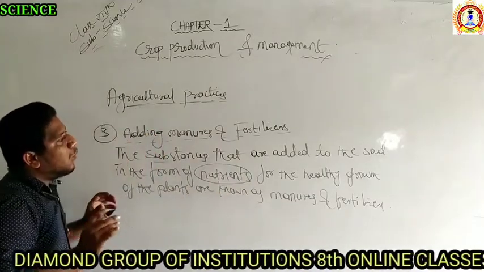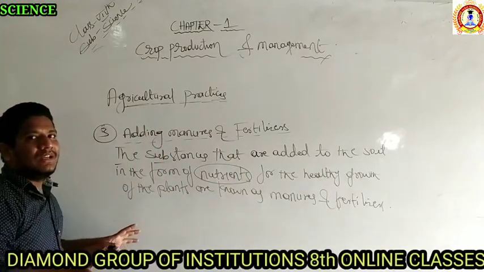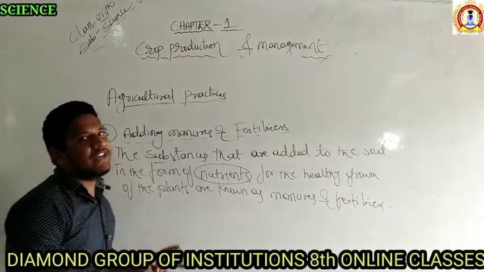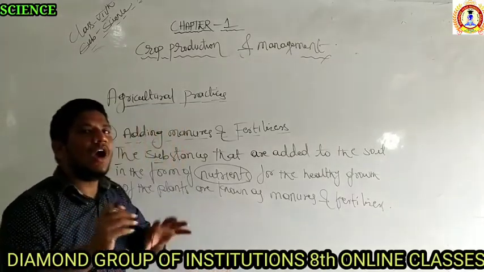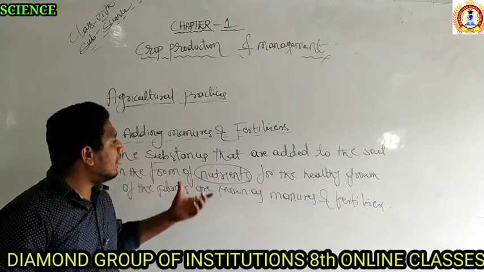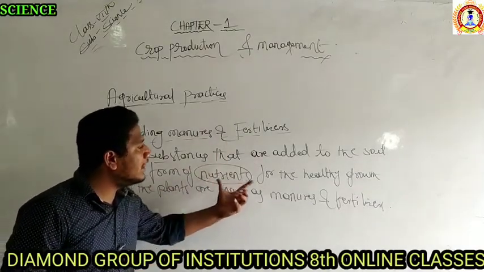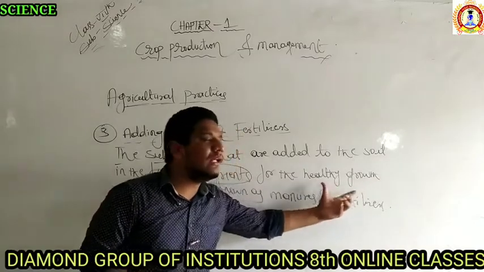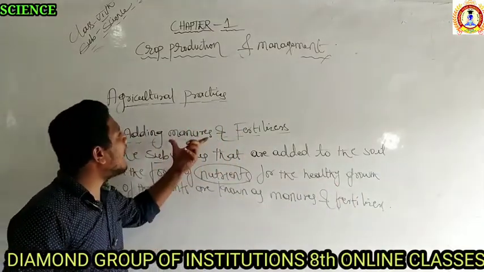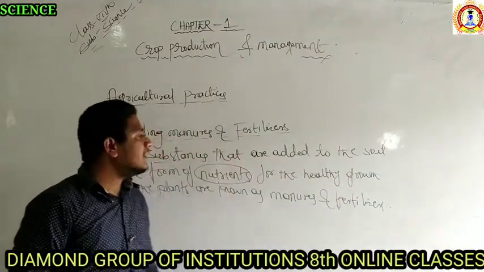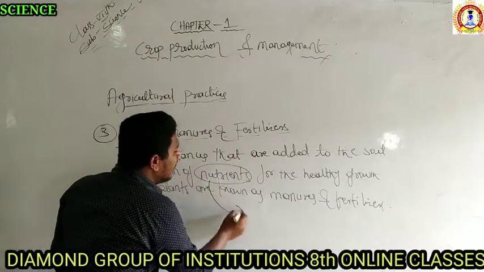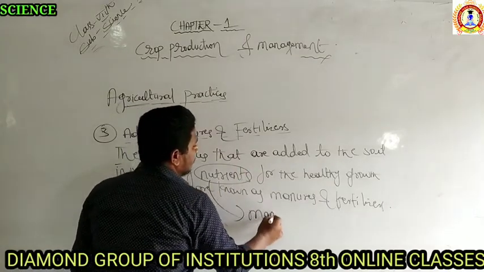It means the nutrients the soil has are not sufficient for healthy growth. That's the reason we have to add extra nutrients. Whichever substance we add as a nutrient that will help the healthy growth of the plant, those substances are known as manures and fertilizers. The process of adding nutrients is called manuring.